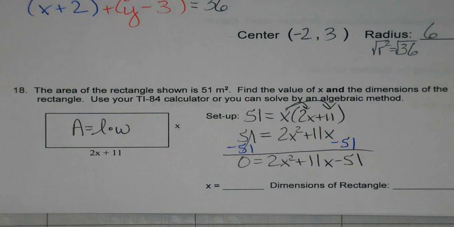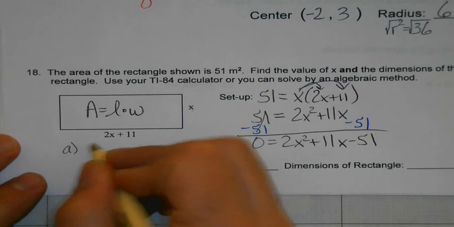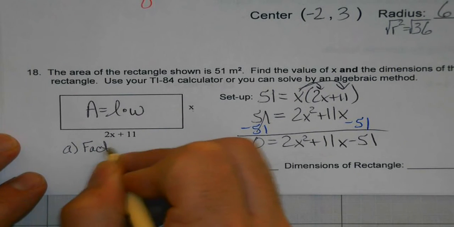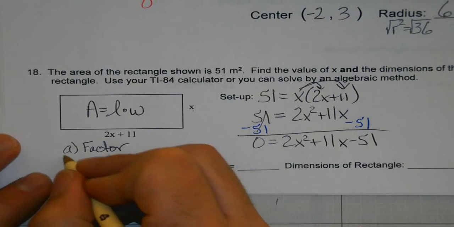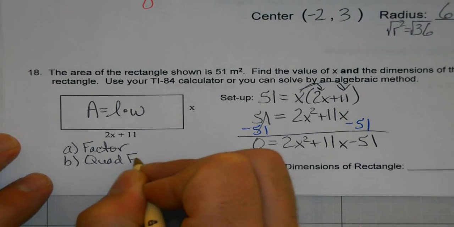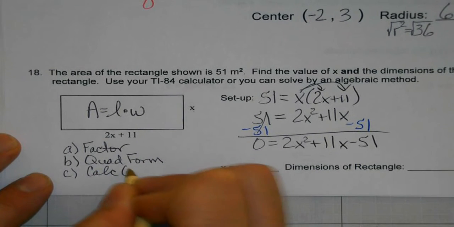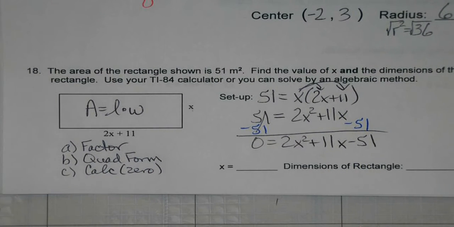And now I have choices. Okay? So basically I'm going to tell you got choices A, B, and C here. So you've got to figure out which way you're going to go. And I'll kind of maybe do them all. We'll see. Factor. I could use the quadratic formula. I could use the calculator and find a 0. Okay? Any of those three will work. And I am going to show you all of them because I want you to have the flexibility to do it any way you want to.